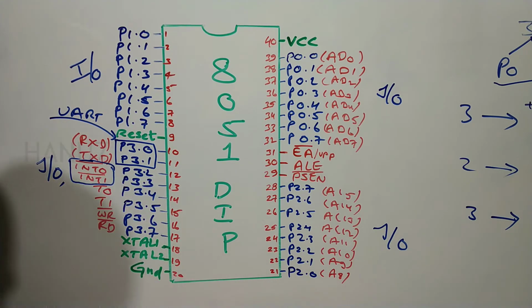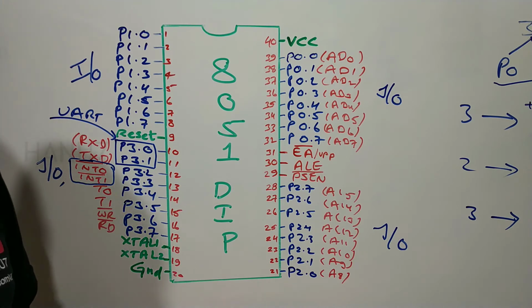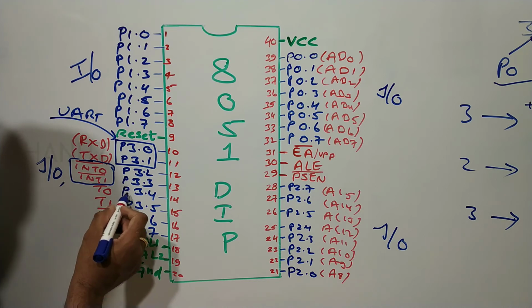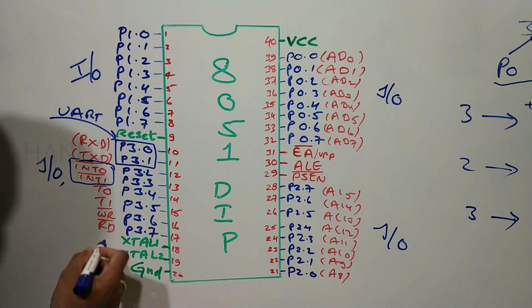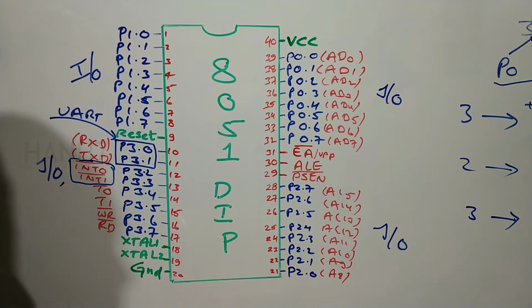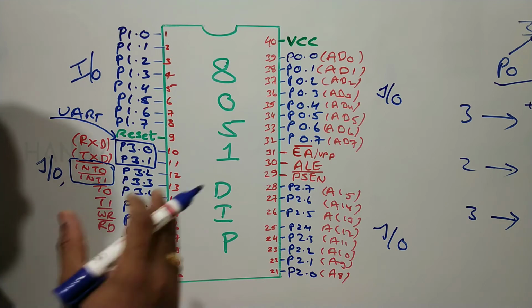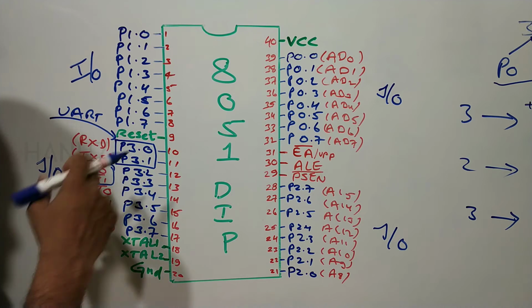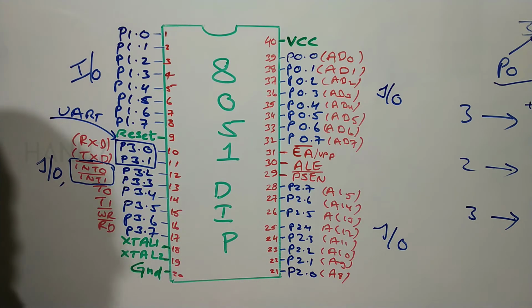And the next two pins are timers, timer 0 and timer 1. 8051 is having two 16-bit timers. They are available in pins 3.4 and 3.5. And coming to the last two pins in port 3, they will be useful to perform write and read operations from external memories. Whenever we are connecting external memories to the device, we will use these two pins to read and write the data from external memories.